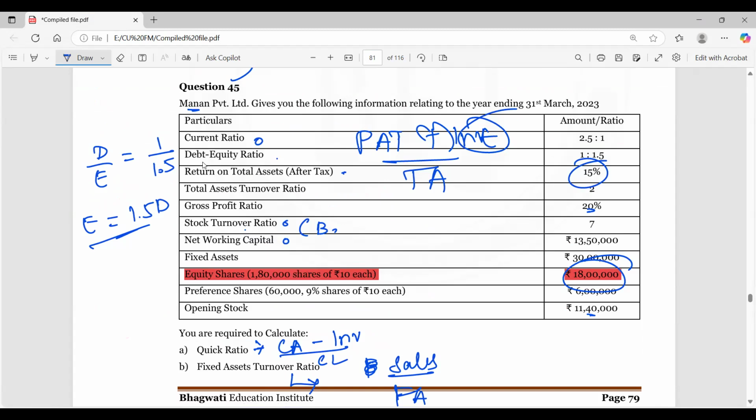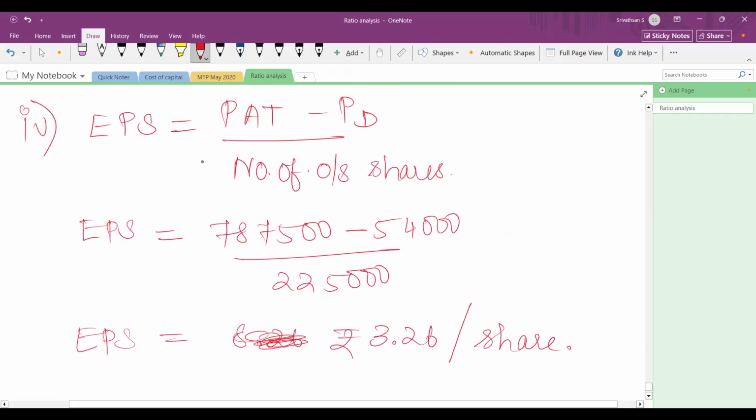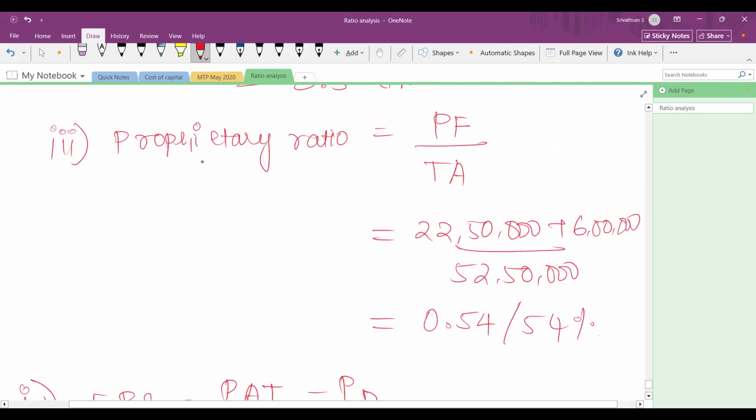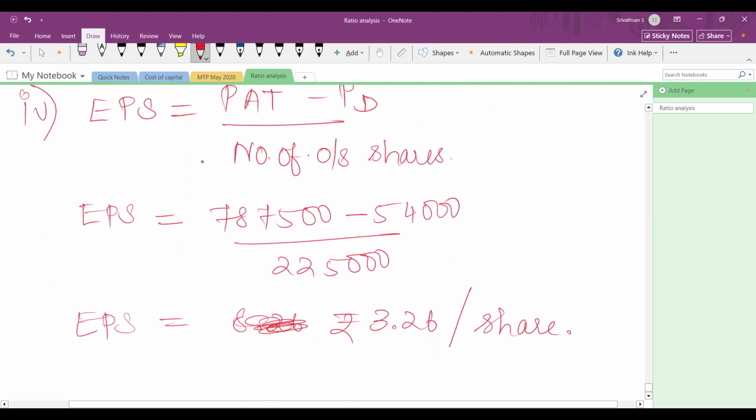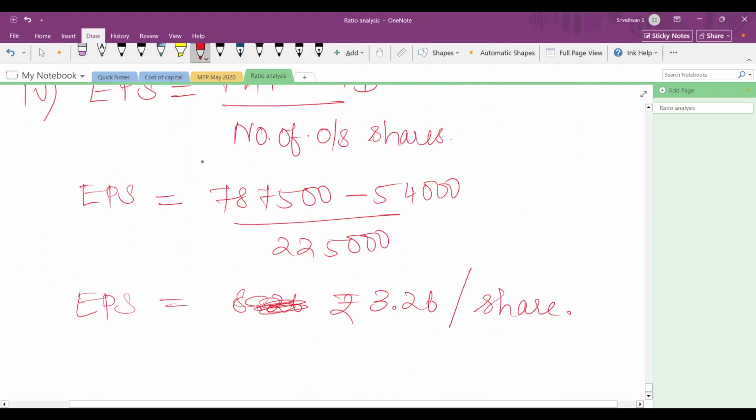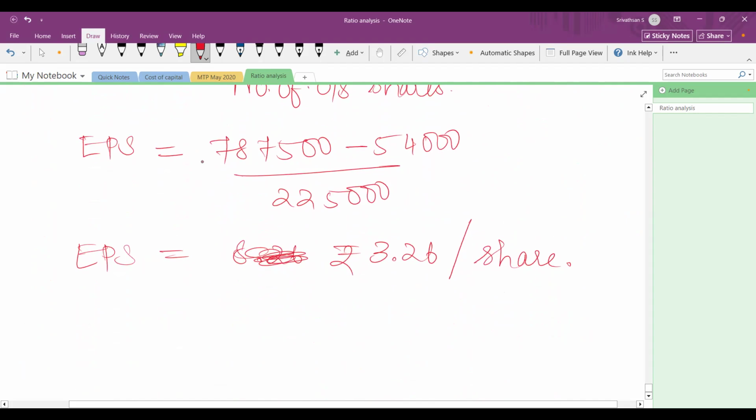45th question. Which one? Correct. 22 lakh 50 is equity, plus 6 lakh is preference. Total proprietors fund by total asset. Everyone done till this point? Copy it down quickly.